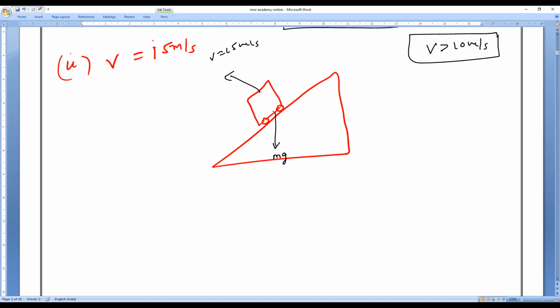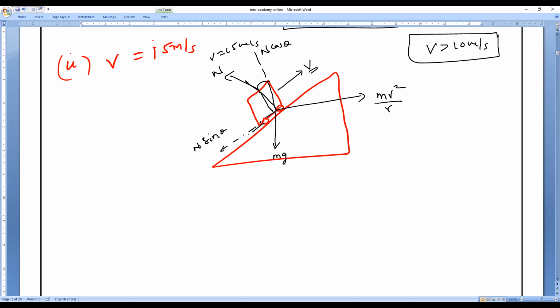Now if you notice, as we know, this is the normal. If I take theta, this will become N cos theta, and the opposite one will become N sin theta. And the centripetal force acting is mv square by r. Now the body's velocity is greater, so the body is trying to move in this direction. Velocity is in this direction.